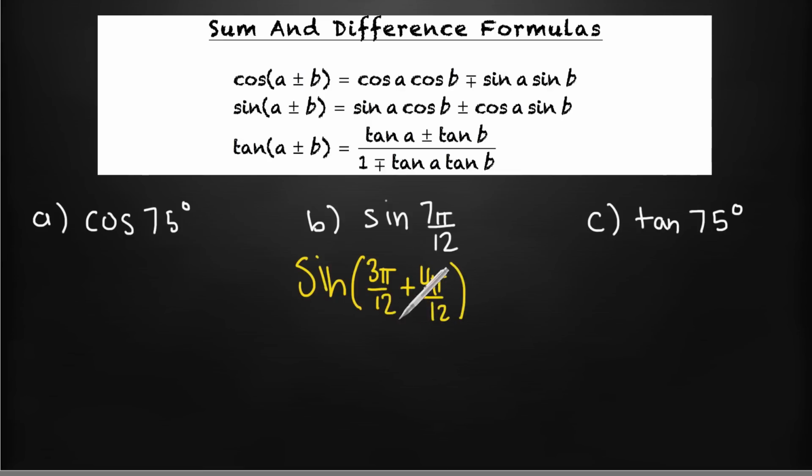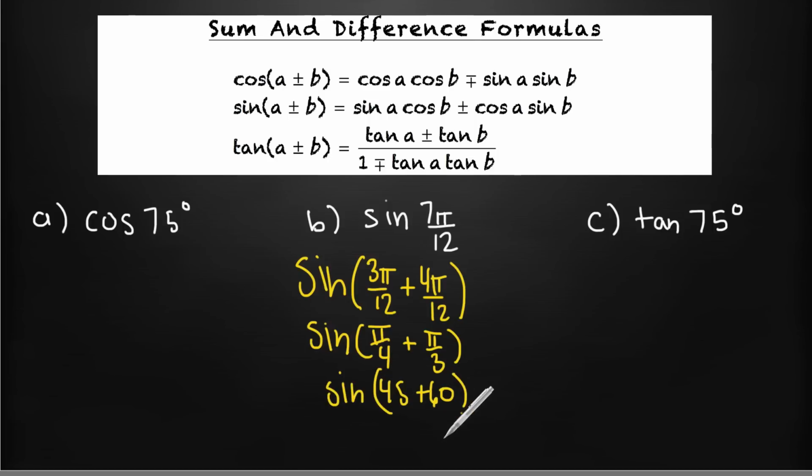Now remember, the angles that you choose must be angles that are on the unit circle because those are the only ones that you know the sine and cosine values of. So 3 pi over 12 is the same as pi over 4, which is 45 degrees, and 4 pi over 12 is the same as pi over 3, which is 60. So really this is 45 plus 60, which is sine of 105 is what we're really interested in.